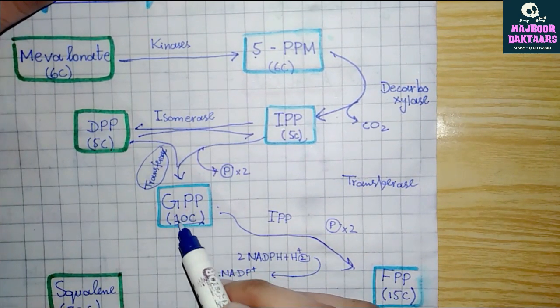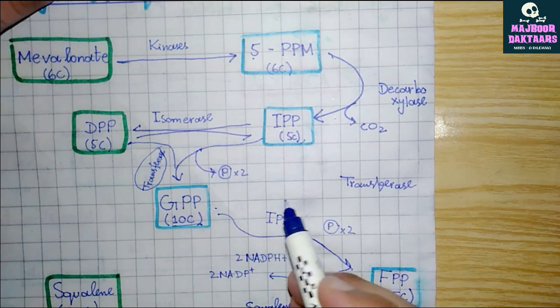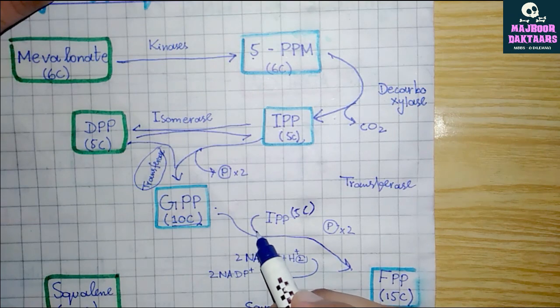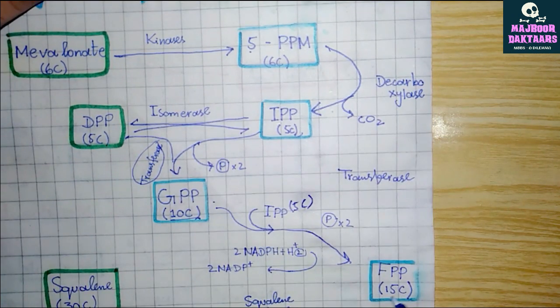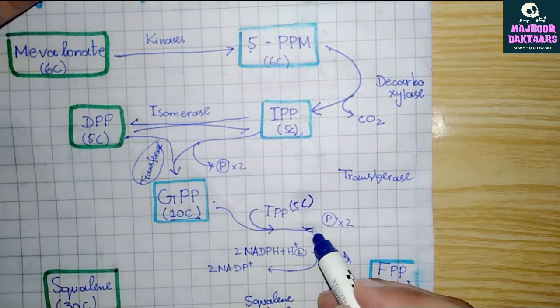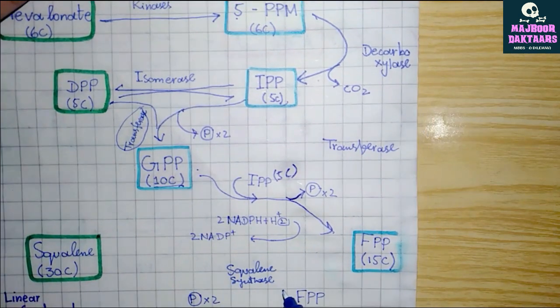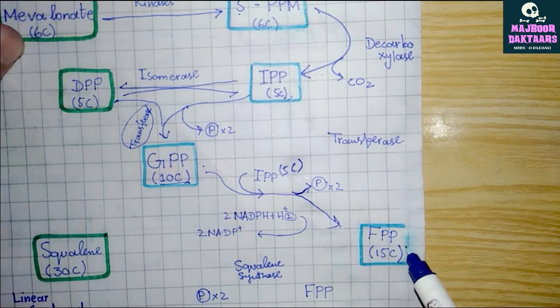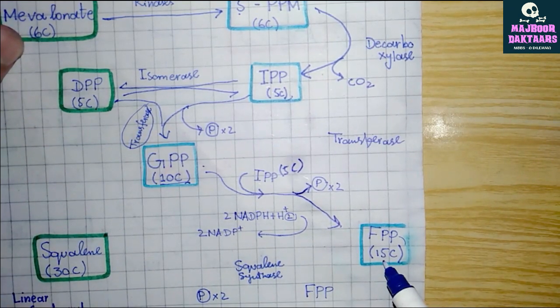How does it undergo condensation? This 10 carbon geranyl pyrophosphate is added upon by the 5 carbon isopentenyl pyrophosphate, so it makes a total of 15 carbon. 2 phosphate groups are released, so it converts into farnesyl pyrophosphate, which is a 15 carbon compound.